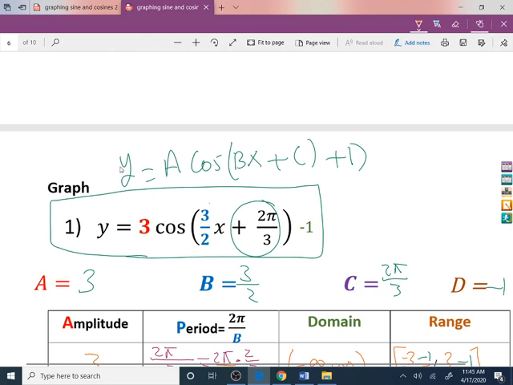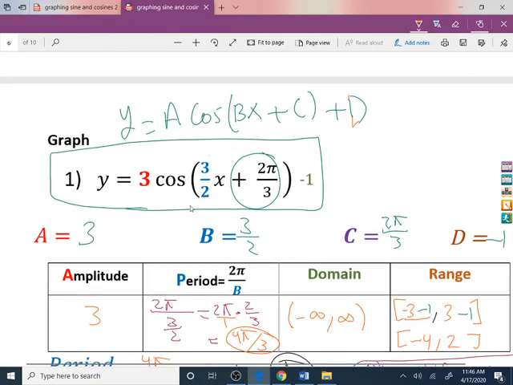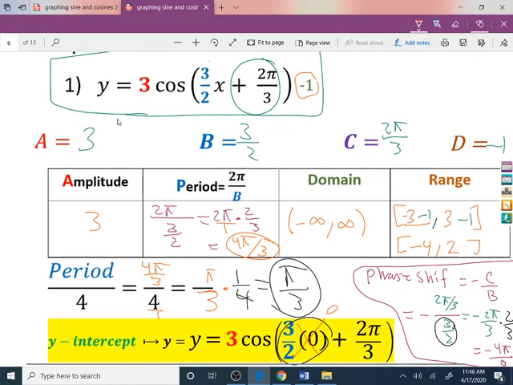Now, this is the standard form: y = a cos(bx + c) + d. My d is not that good, but it's good enough to understand. Now, what's a? 3. What's b? 3 over 2. What's c? 2 pi over 3. And d is negative 1. Good. What's my amplitude? It's already positive, then 3.